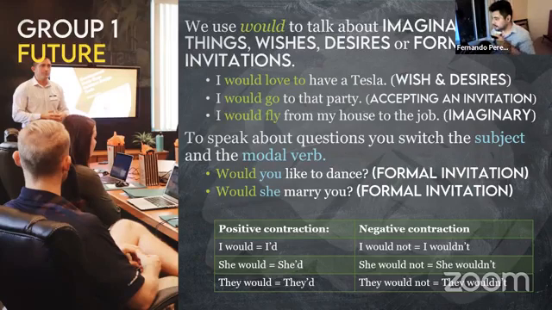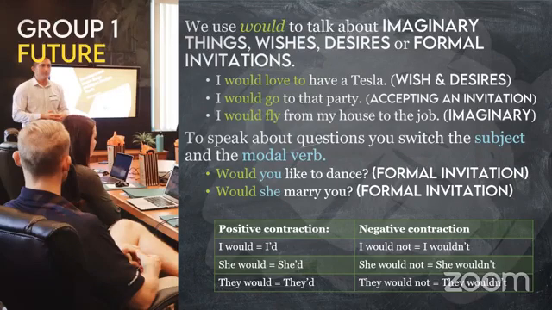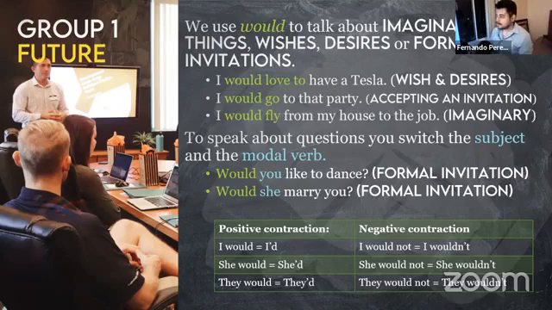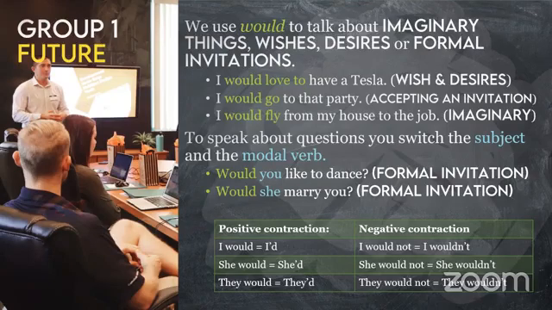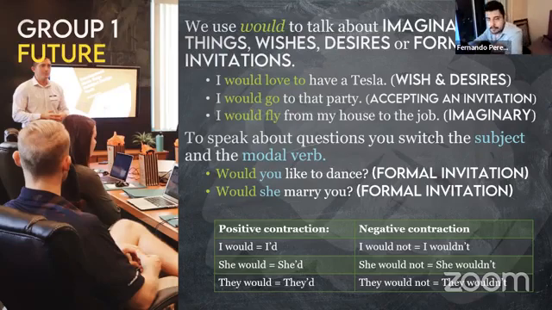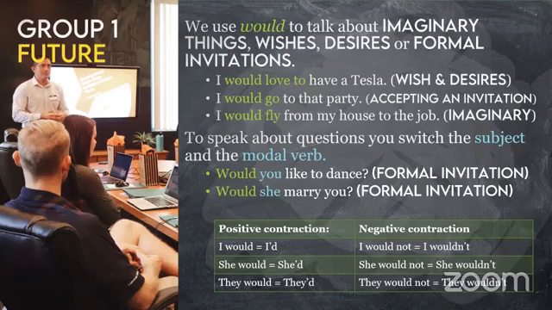Hector, are you in? Yes, teacher. Sorry. We use would to talk about imaginary things, wishes, desires, or formal invitations. Right. Examples. I would love to have a Tesla. Wishes and desires. I would go to that party, accepting an invitation. And I would fly from my house to the job, imaginary.